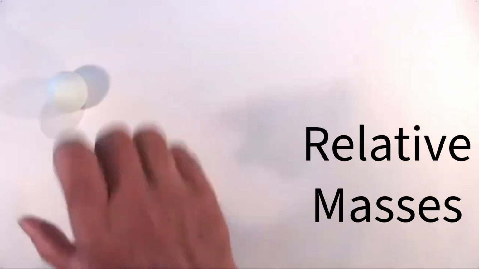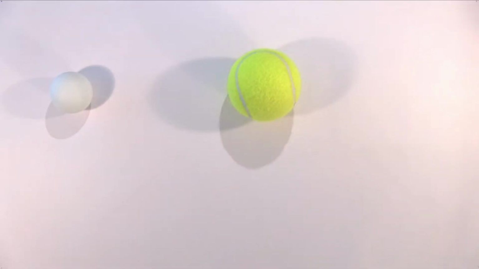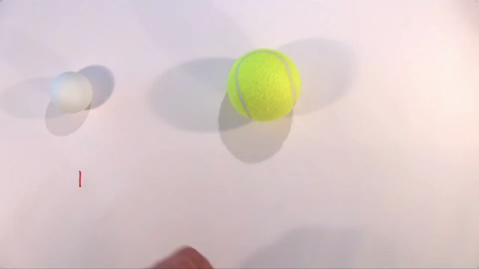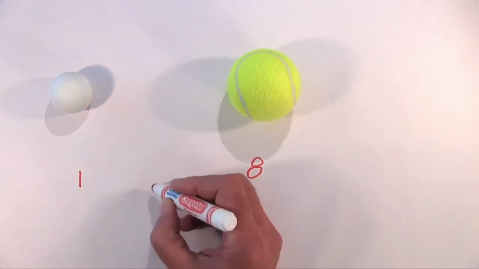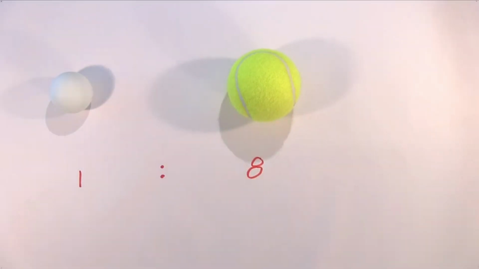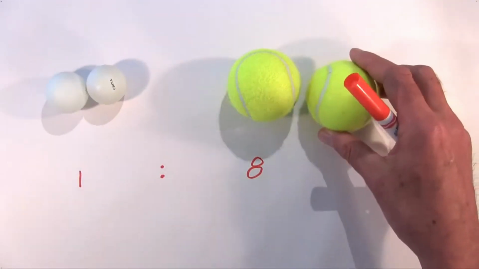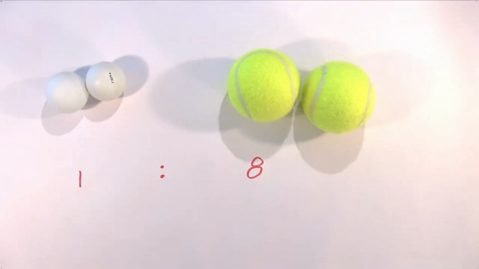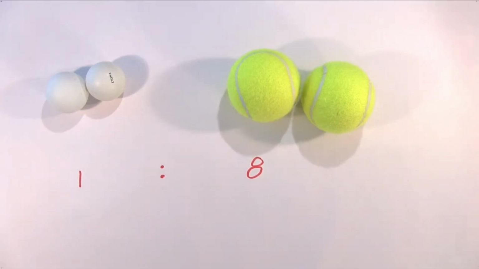Here I have a ping pong ball, and here I have a tennis ball. Now, if I were to say the ping pong ball had a mass of 1, the tennis ball would have a mass of 8. They have a 1:8 ratio. Okay? Now, suppose I had 2 tennis balls and 2 ping pong balls. What would the ratio of their masses be? It would still be 1:8, even though I've doubled the number of balls.